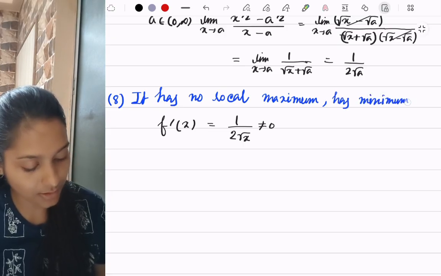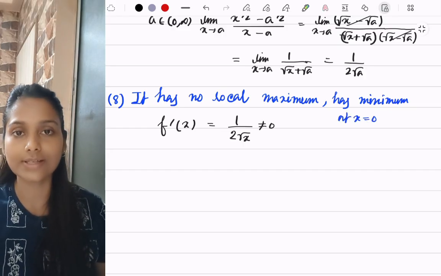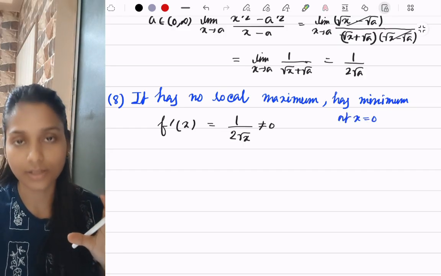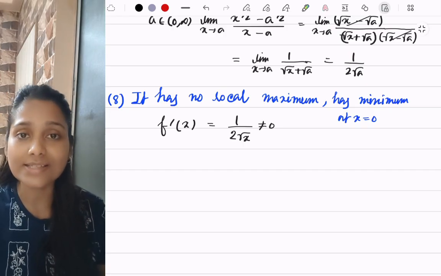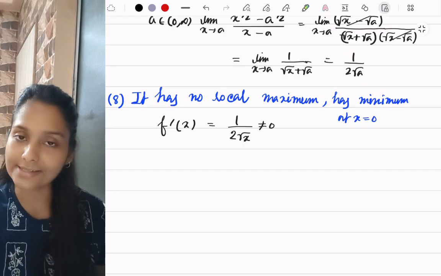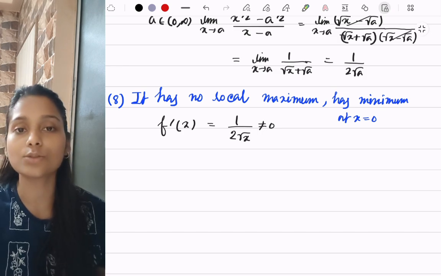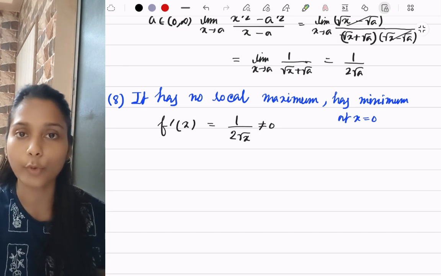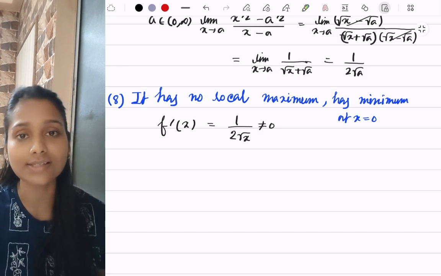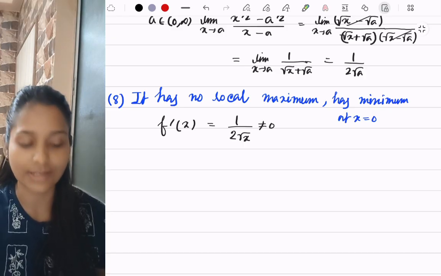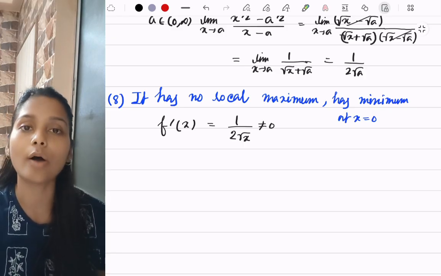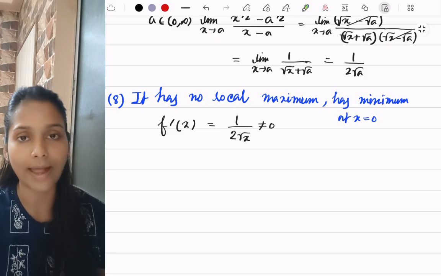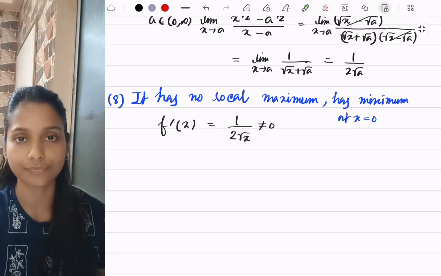at x equals 0. So as the function is increasing and the domain of the function is 0 to infinity, it must have the minimum value at x equals 0. So there is no need to find the derivative at that point. As the derivative does not exist at that point, we cannot conclude it from the derivative itself. So the function x power half has the minimum at the point x equals 0.